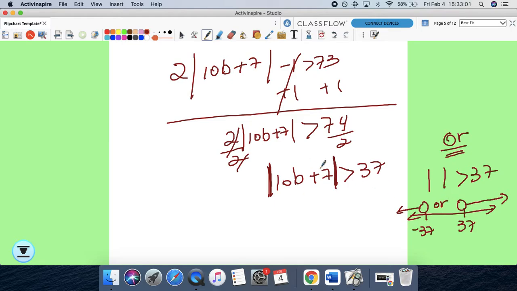So in order for this to be true, this number inside the absolute value symbols has to be a number greater than 37 or less than negative 37. So now our goal is to figure out what can I replace that. What do I multiply 10 times and then add 7 so that it's greater than 37? So let's set up: 10b plus 7 has to be less than negative 37, or the other, 10b plus 7 has to be greater than 37.